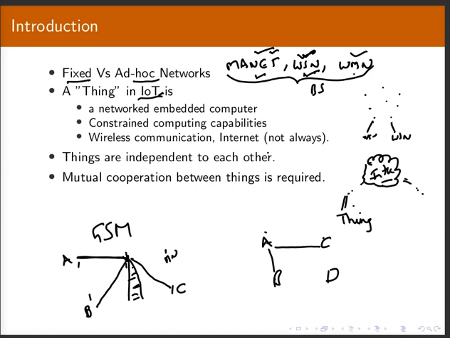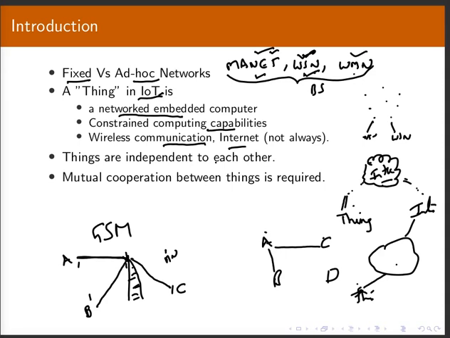There are different variants of networks. For example, you have a mesh network here, and sensor nodes are here, that means things are here. Things are connected to the mesh network and the mesh network is connected to the internet. Either directly or indirectly, the thing should be connected to the internet. This is called the Internet of Things, which we call IoT. The thing in IoT is a networked embedded computer. It's a small computer, because it has very little computing capability, and it has wireless communication and is connected to the internet, not always directly, but indirectly.